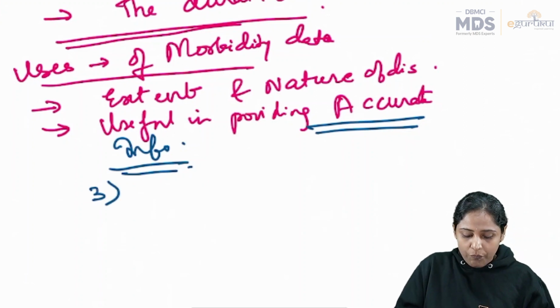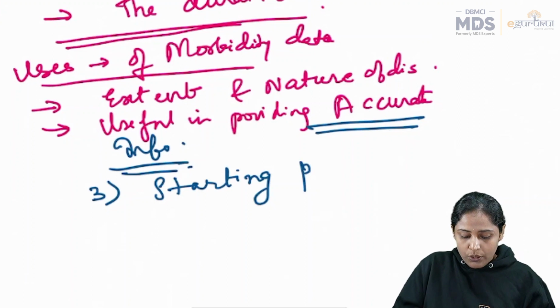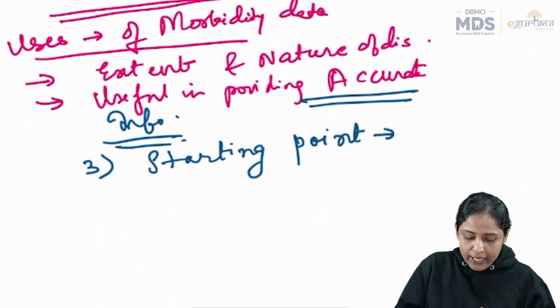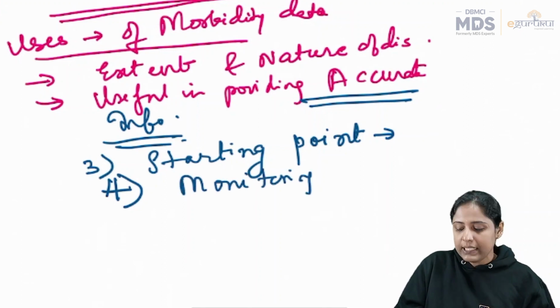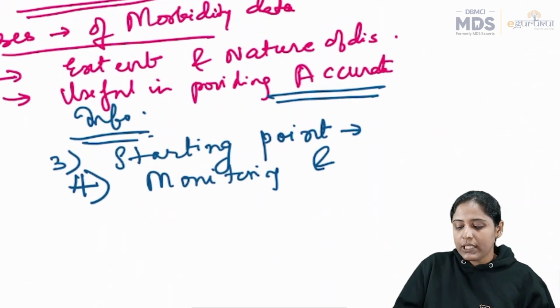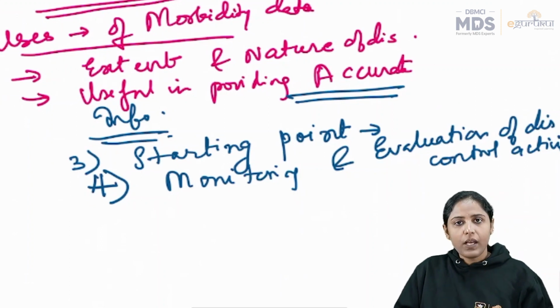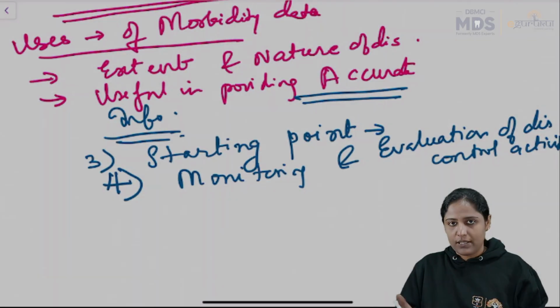Then the importance of morbidity data is that they serve as a starting point in etiological studies. When you want to do a study to know the etiology, it serves as a starting point and thus plays a crucial role in disease prevention. The fourth use of morbidity data is that they are needed for the monitoring and evaluation of disease control activities. So these are the uses of morbidity data. In the next sessions, we will see what is incidence, what is prevalence, and we will also see various study designs, etc.